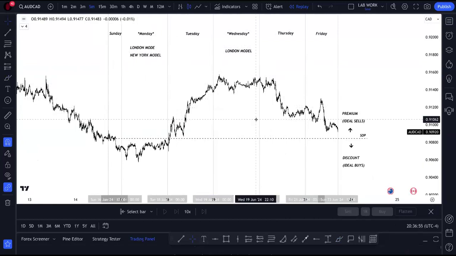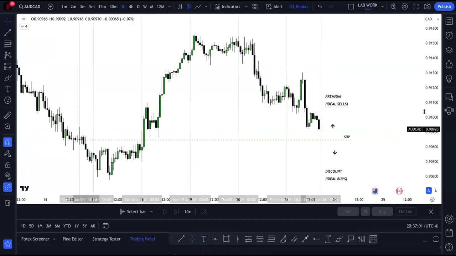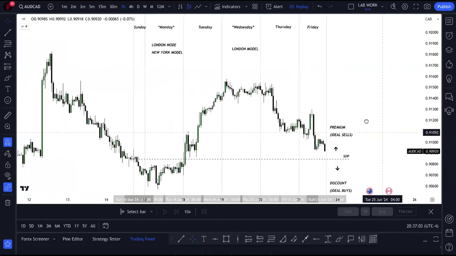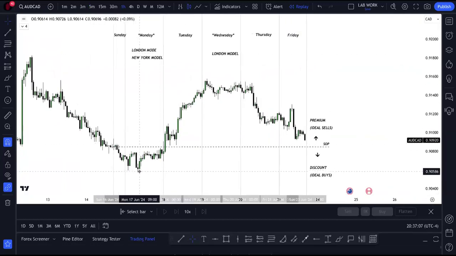Once again, look at how this is forming on the hourly. So this is a nice week to trade, honestly. It's still a nice week, at least for ACAD. Instead, Monday makes the low of the week, not Tuesday or Wednesday. Generally, we like to see Tuesday or Wednesday make the low of the week, but you can see it was Monday.